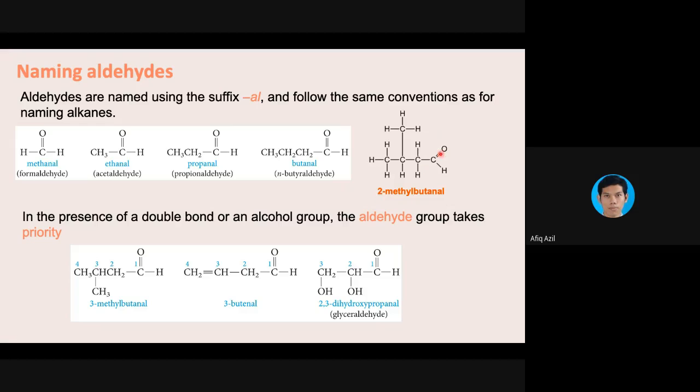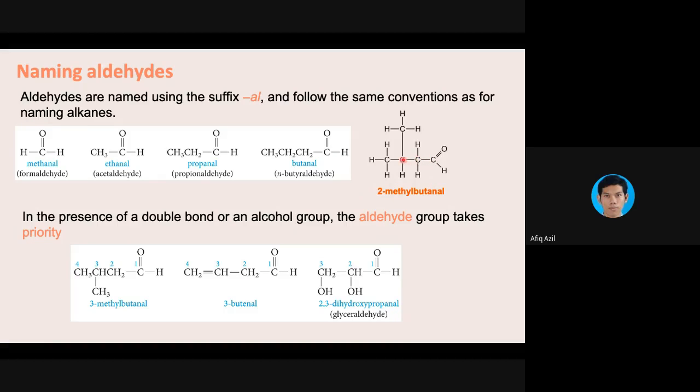Right or wrong? The naming or the numbering. Wrong, sir. So if it's wrong, then what is it supposed to be? I've told you the numbering should start from here: 1, 2, 3. So the name should be 3-methyl butanal, not 2-methyl butanal, because this will also be counted as carbon number 1.